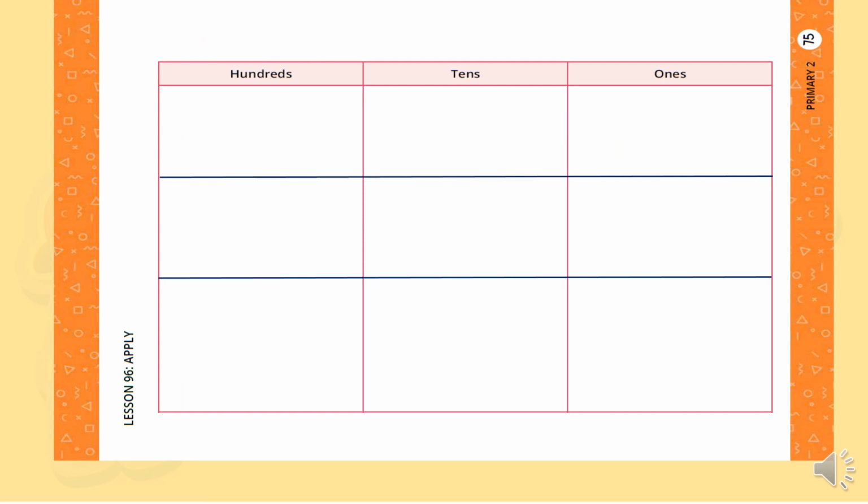Lesson 96, the apply part. Now we're going to solve the following problem. 82 minus 57 equals what? But first we have to remember that 82 is called the minuend, 57 is called the subtrahend, and the result in a subtraction problem is called the difference. Now we will subtract 82 minus 57.